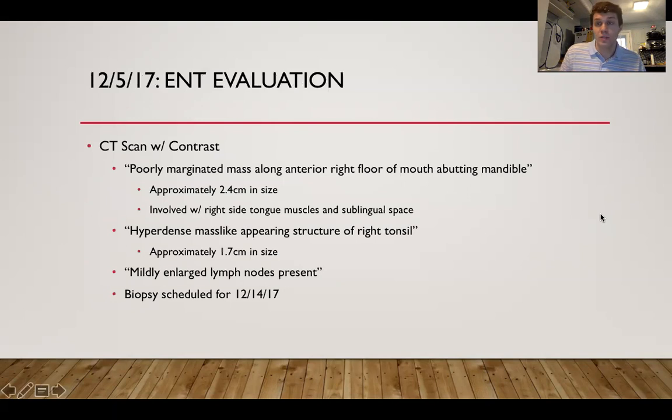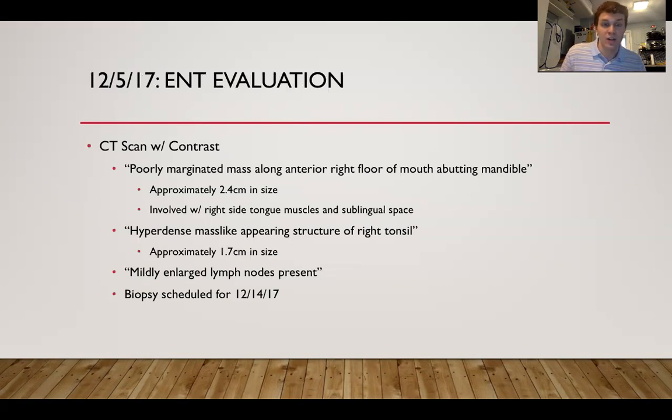On the 5th, he went to the ear, nose, and throat provider and had a CT scan with contrast performed. What they discovered was a poorly marginated mass along the anterior floor of his mouth abutting the mandible. So it was poorly marginated, meaning there wasn't any clearly defined perimeter around it. So they didn't know how far it had spread. It was 2.5 centimeters in size, so roughly an inch. And it was involved with the right side of his tongue and the sublingual space. There was also a hyperdense mass-like appearing structure on his right tonsil that was approximately 1.7 centimeters in size.